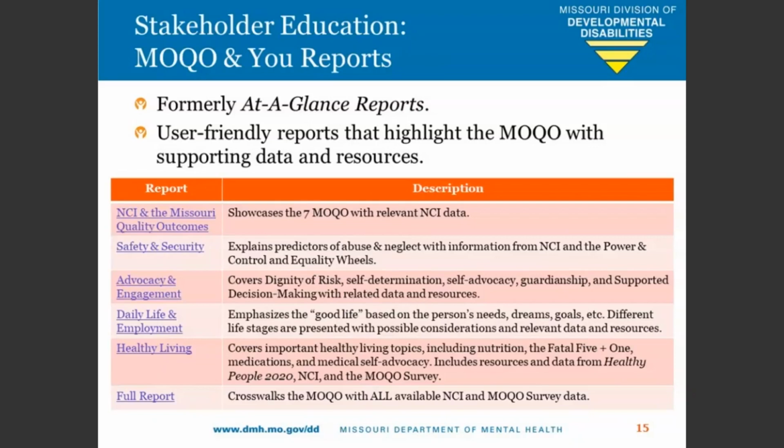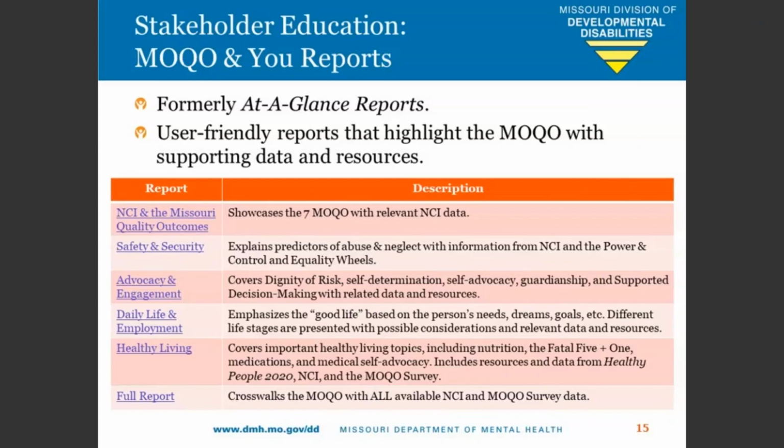Then we have the full report, which is a really long report because it crosswalks all of the NCI data that we have, as well as the Missouri Quality Outcomes Survey data. It takes all of that data, which is a lot, and crosswalks it with the Missouri Quality Outcomes.